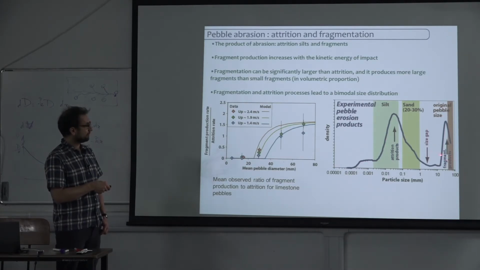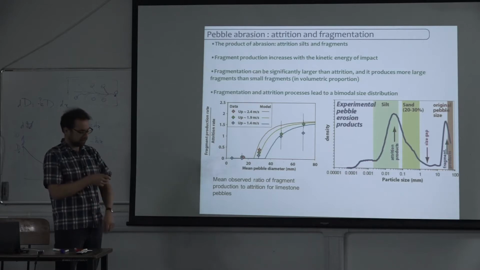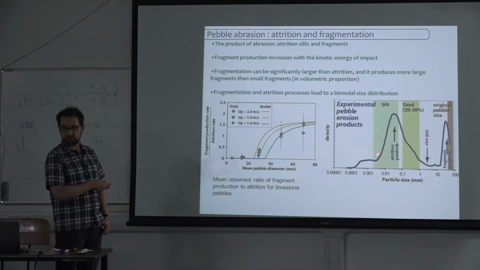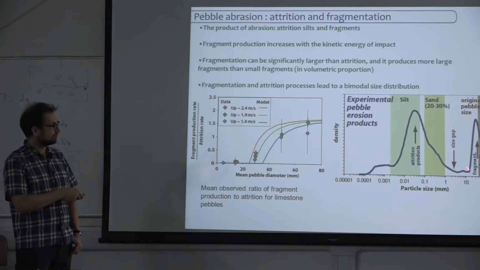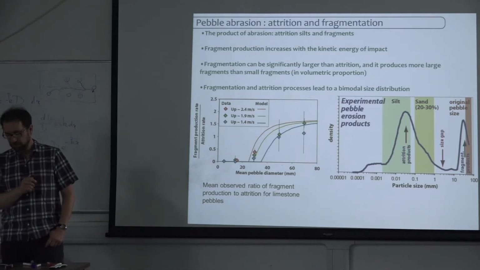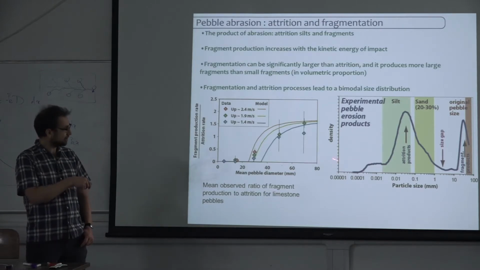Because of the size gap, this is the distribution of the abrasion product. There are basically two different processes, fragmentation and wear, or surface attrition, and we see the signature of these two processes. The fragmentation gives coarse fragments, the attrition gives fine fragments, and in between there is no process that contributes significantly to produce particles or fragments in the size range 1 to 10 millimeter in the distribution.